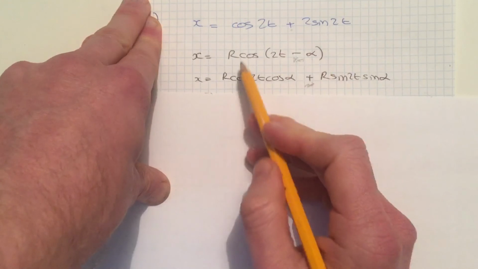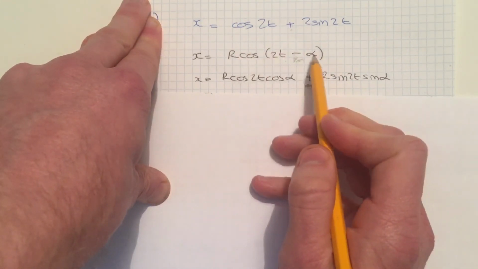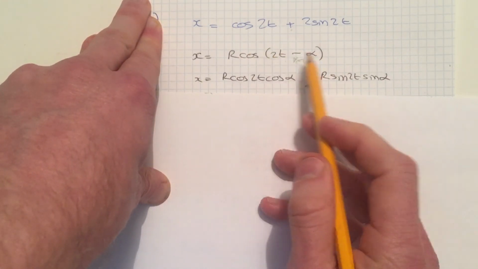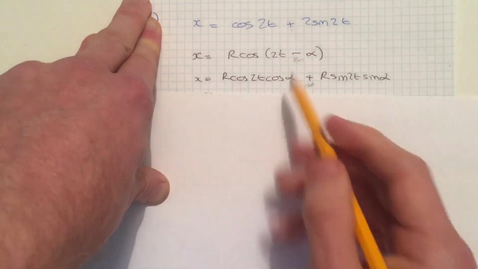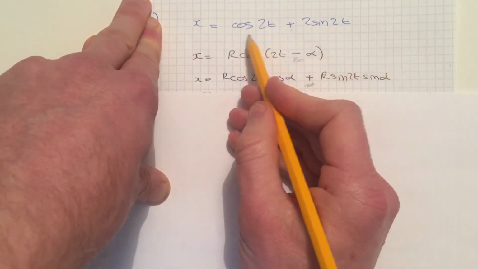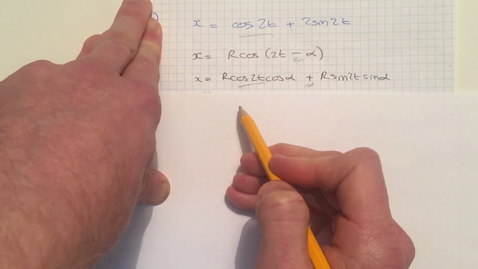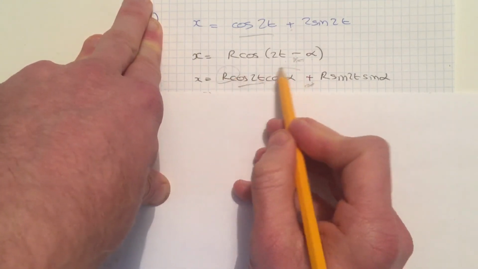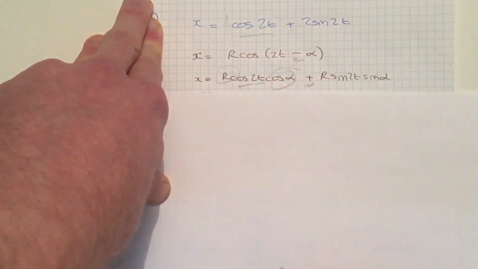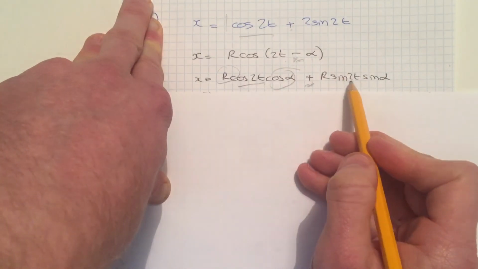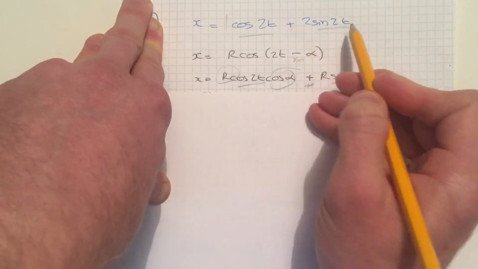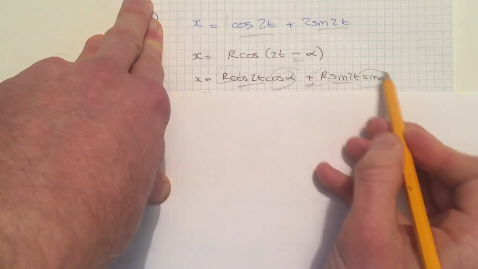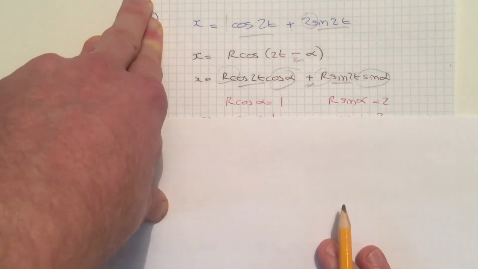Expanding this out, I've got r cos 2t cos alpha plus r sine 2t sine alpha. Comparing them, I've got a cos 2t there, a cos 2t there, which means that r cos alpha is going to be equal to 1. I've got a sine 2t here, a sine 2t here, which means that r sine alpha is going to equal 2.